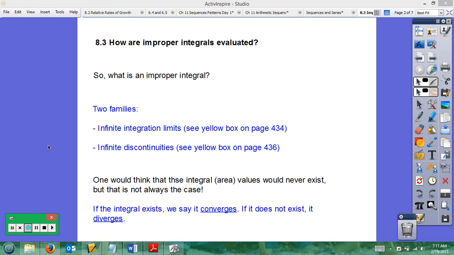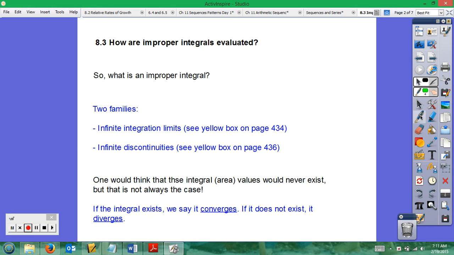So the first question is, what would be defined as an improper integral? There are two families of improper integrals. One would be infinite integration limits. I'll refer you to a nice little summary box on that on page 434. When we're talking about infinite integration limits, we're talking about an integral that has an upper limit of infinity, a lower limit of negative infinity, or one of them that way. So if you were integrating from 1 to infinity, something like that, that would be the first family.